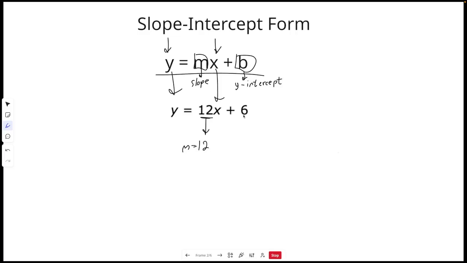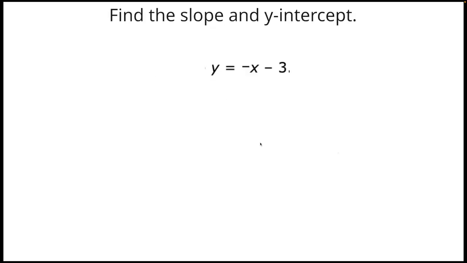And we can also say the number by itself, the lonely number, the number without the x, is 6, so that is the y-intercept. B equals 6, right? B represents the y-intercept. And so pretty simple, right? You should be able to look at the equation, figure out the slope, figure out the y-intercept, and done. For this problem, remember that if you don't see a number in front of the x, there's a 1 there. So here I would say the slope m is -1, and I would say the y-intercept is -3.